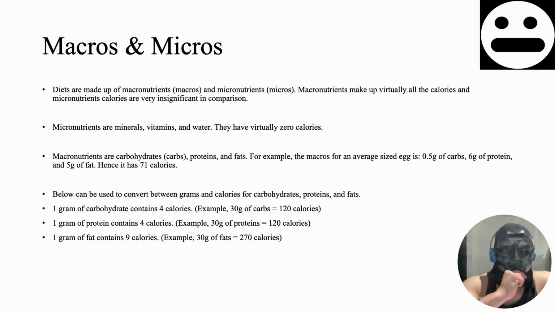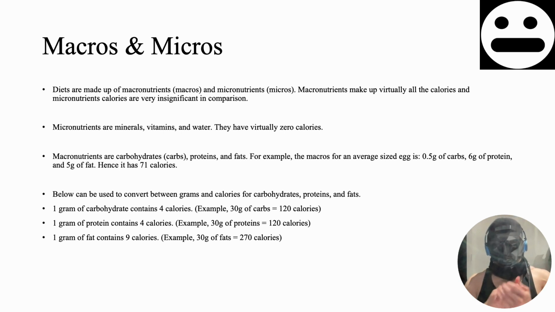Cool, so macros and micros. So diets are made up of macros and micros, macronutrients and micronutrients. Macros make up virtually all the calories, and micros are very insignificant in comparison to the macros. Micronutrients are things like vitamins, minerals, and water. They tend to have zero-ish calories, maybe 1 or 2 max, but nothing crazy. However, macros is where all the calories are.